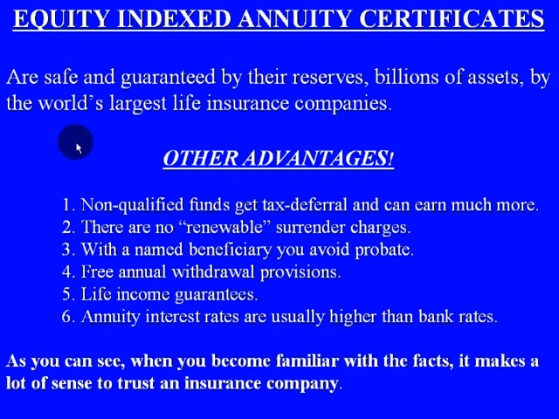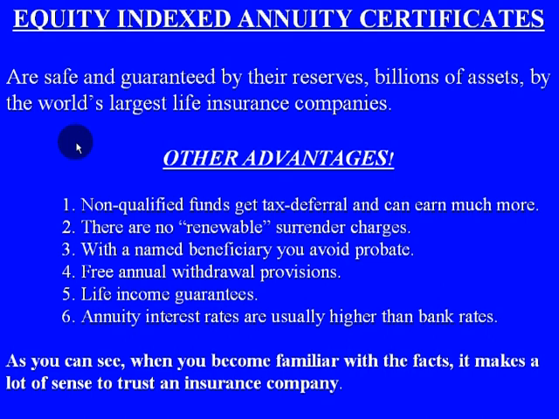And again, the advantages are you get tax deferral on non-qualified funds. There are no renewable surrender charges. And with named beneficiaries, you avoid probate. And you get a free annual withdrawal provision. You have life income guarantees. And usually, the annuity interest rates are higher than bank rates. As you can see, when you become familiar with the facts, it makes a lot of sense to trust an insurance company.